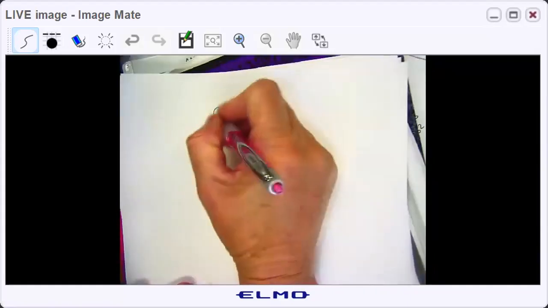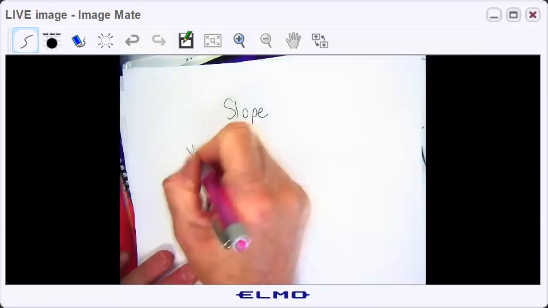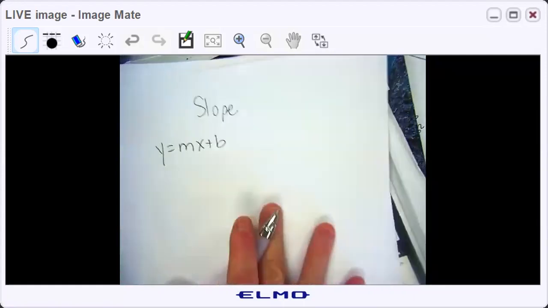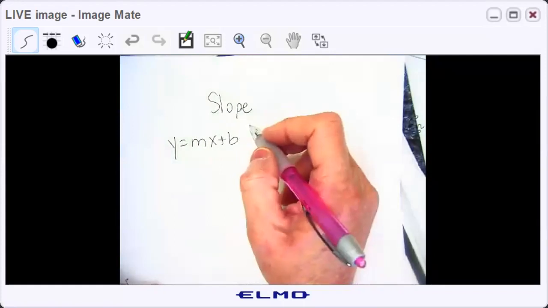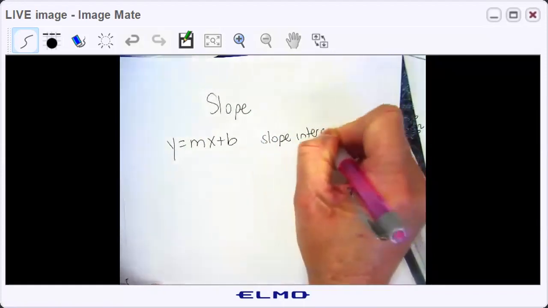So when we think of slope, and if I ever ask my students about slope, the one formula they give me is y equals mx plus b. Nothing wrong with that. That's a great formula, and we are going to need to use it as we go through these problems today. This is called the slope-intercept formula.